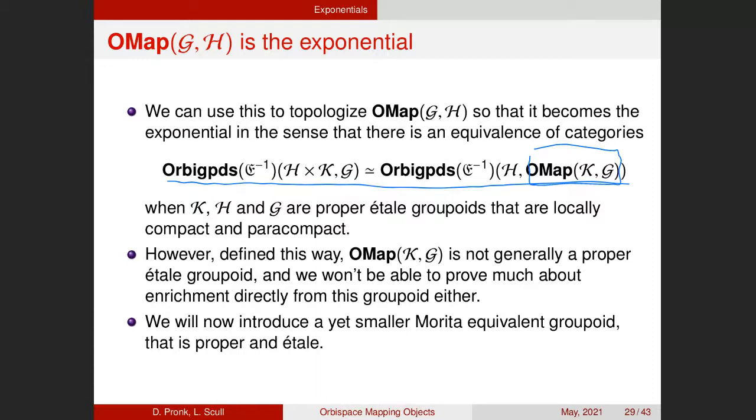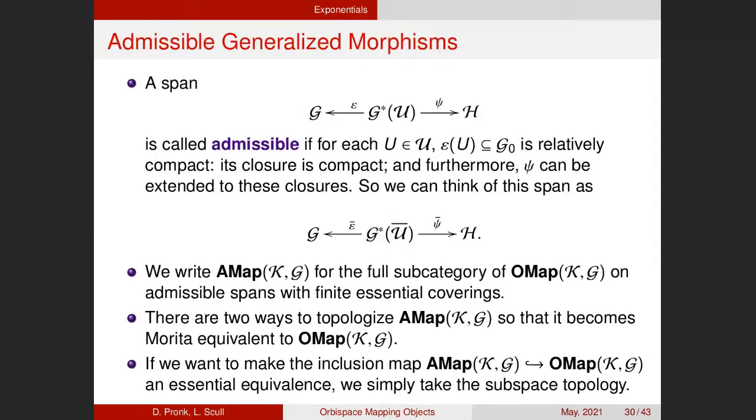So what we have to do is to further cut down on the arrows that we're actually using. So make the space of objects yet smaller for OMAP, so that it does become proper and etale. And the motivation, or the inspiration for the correct notion of map, came from Chen. Our admissible maps are not entirely the same as his, but they're inspired by his. So we'll still call them admissible.